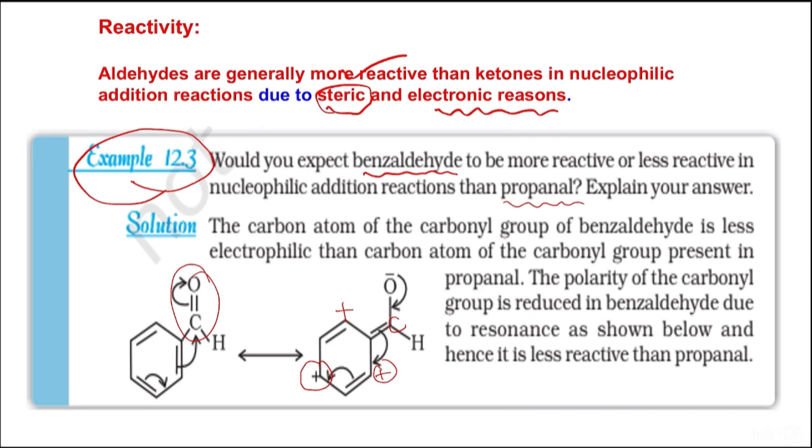That is why the polarity of the carbonyl group is reduced in benzaldehyde due to resonance. Why am I underlining this? Because this is the most important sentence. This should be there in your answer, and then we consider this the complete answer.